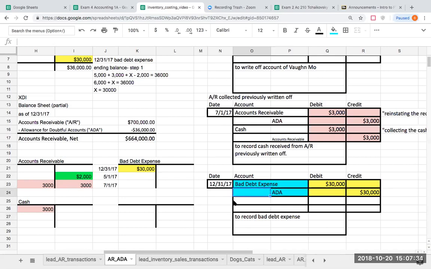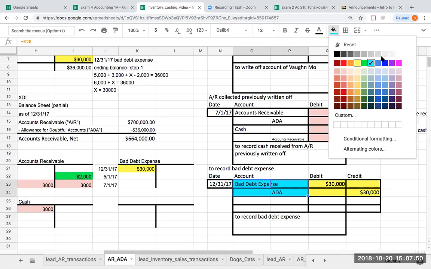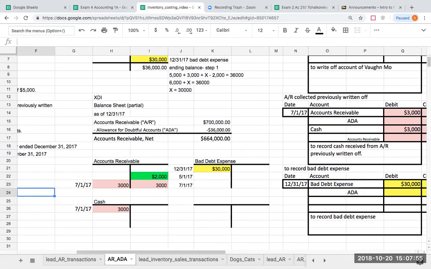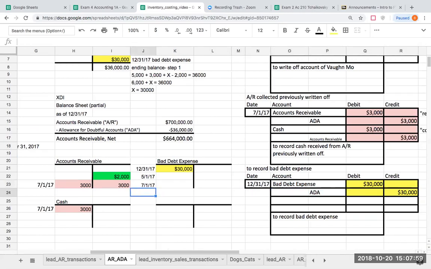But this is always going to be the journal entry format to record bad debt expense. And that's going to be a debit to bad debt expense and a credit to the allowance for doubtful accounts. And that's what we're showing right over here. So again, this is the very last part, where we're doing the bad debt expense.